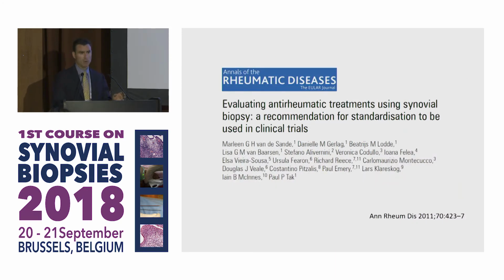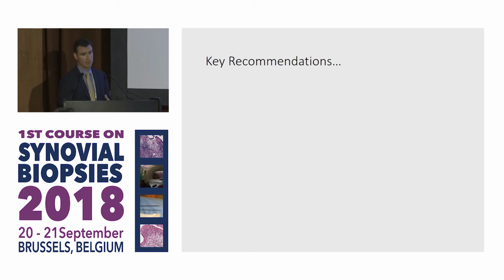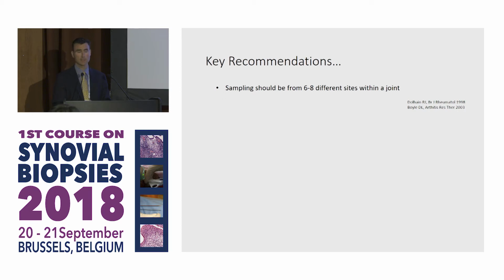I think it's fair to say that this represents the first attempt to seek some kind of standardization in synovial biopsy, certainly in synovial biopsy retrieval. And it goes back as far as 7 years ago. They made a number of key recommendations, which have been gone over in other talks this afternoon. The sampling should be from 6 to 8 different sites within a joint, and that's not an arbitrary number, as we've seen. That's selected because, on average, there's a less than 10% variance of the CD3 counts when you take that many biopsies. So it's much more representative.